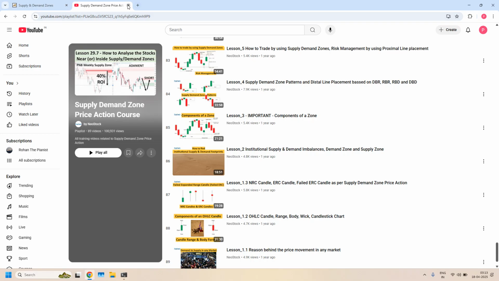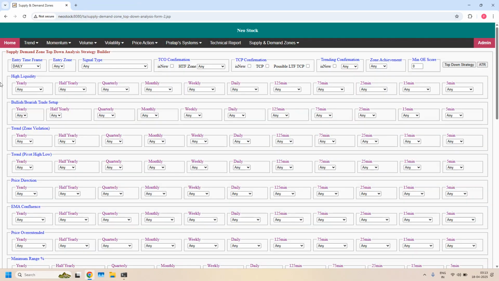Okay, now I am going back to the NeoStock Software Supply Demand Zone Top-Down Analysis Strategy Builder. I am going to generate different supply demand zone reports, and also this is the weekend, so I will also be generating a few additional reports for the weekly time frame. I will generate those when we are generating stocks near demand and supply zones for the weekly time frame. At that time I will include those additional reports.